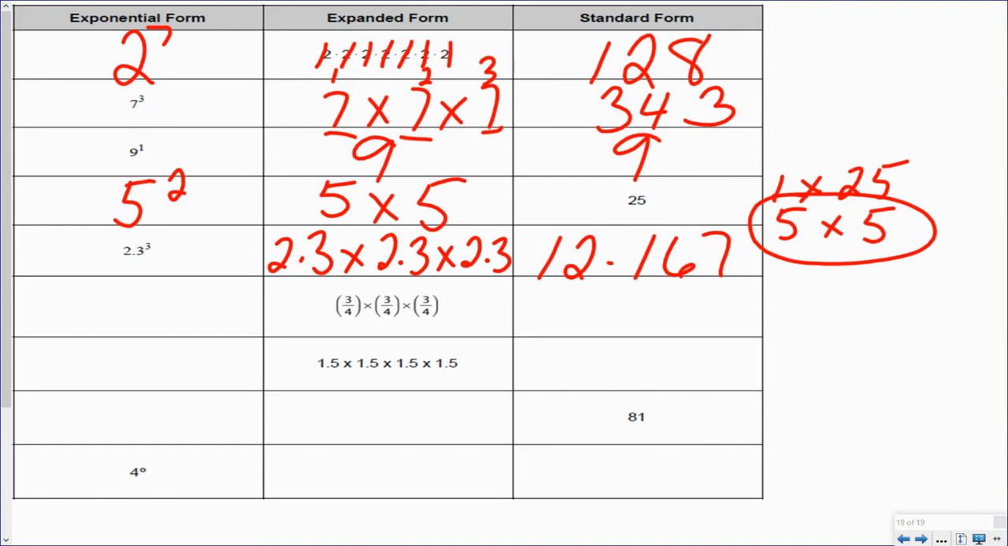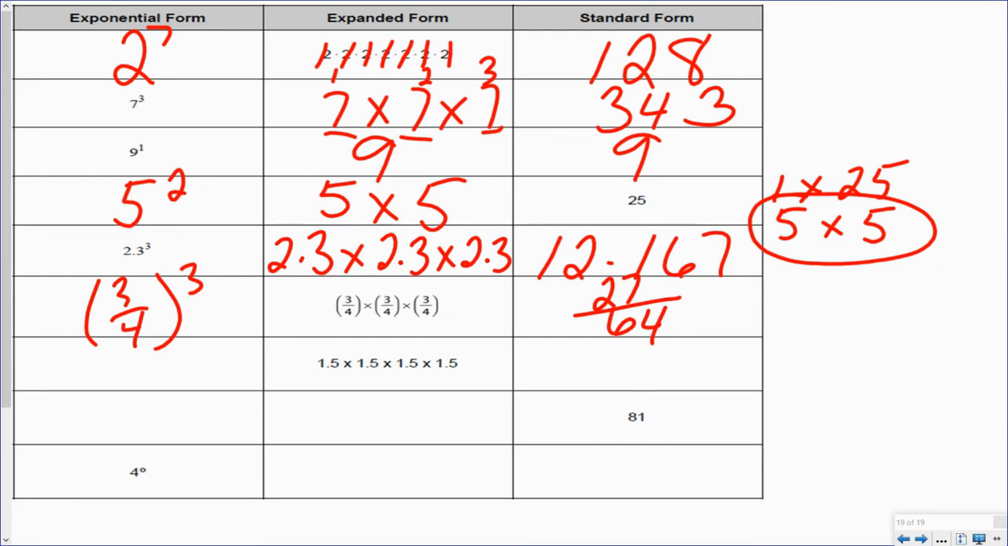Here I have 3/4 times 3/4 times 3/4. So that is 3/4 to the third power. And I know that 3 times 3 times 3 is 27, and I know that 4 times 4 times 4 is 64. So my standard form would be 27 over 64.